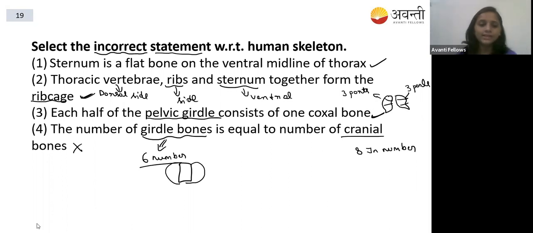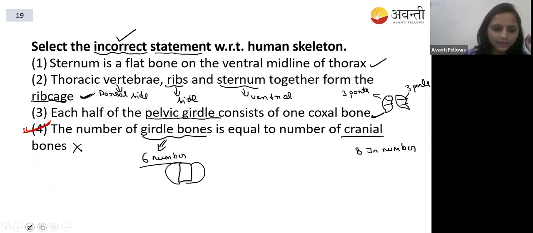Okay. So that is the reason the correct answer is, here they are given the incorrect statement. The incorrect statement is the fourth one. Fourth one is the incorrect statement. So that is the reason the fourth one is the correct answer, whereas the others are correct statements. Okay. Fine. So let us go to the next question.